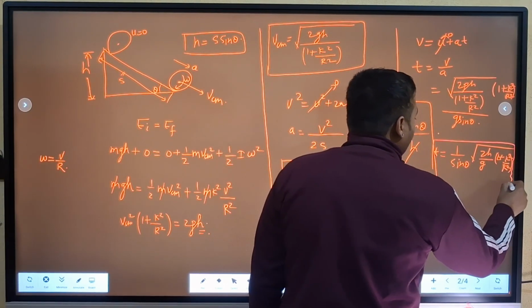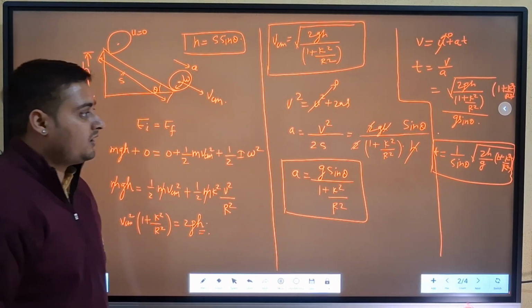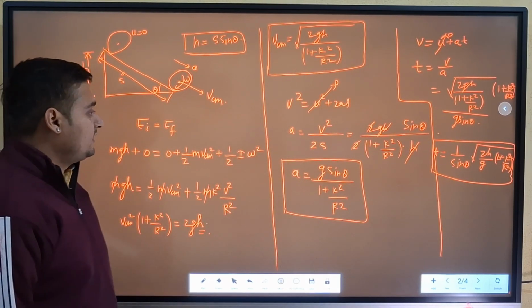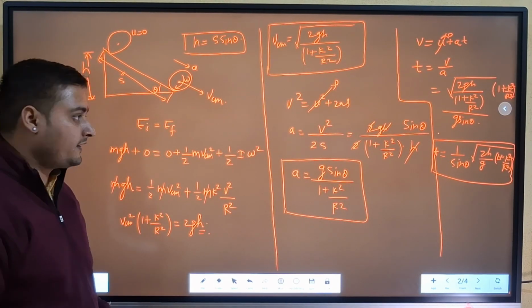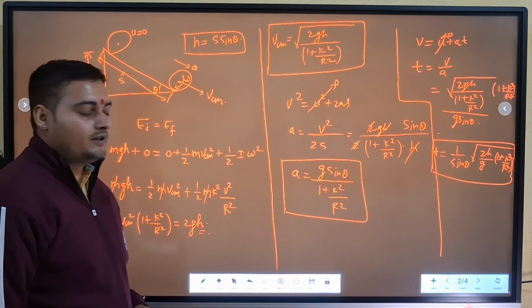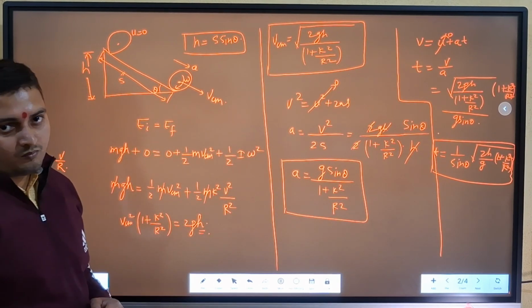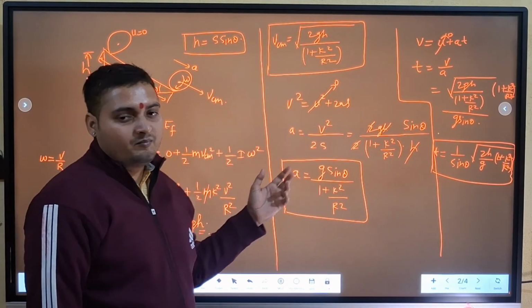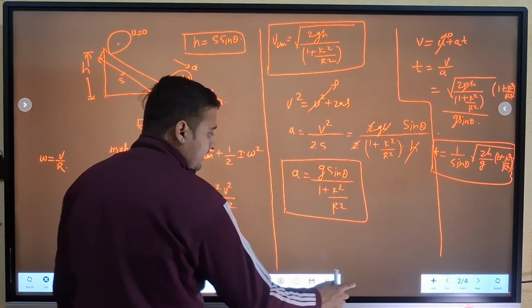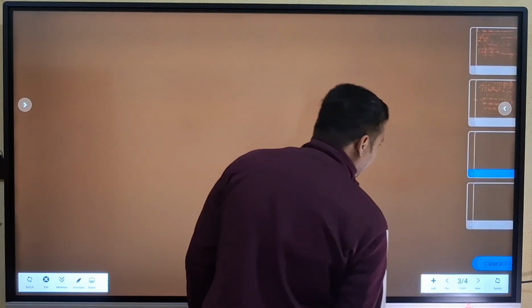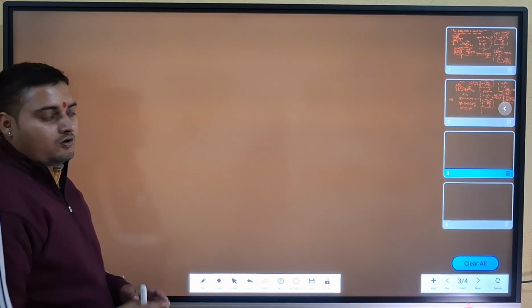So time will be equal to 1 by sin theta under root 2h by g (1 + k²/r²). These four formulas are very important. First we calculated the minimum friction coefficient, second the velocity of center of mass, third the acceleration, fourth the time. Mostly the questions come from these parameters. First we take all the formulas separately in the next slide, then we will take the problem.